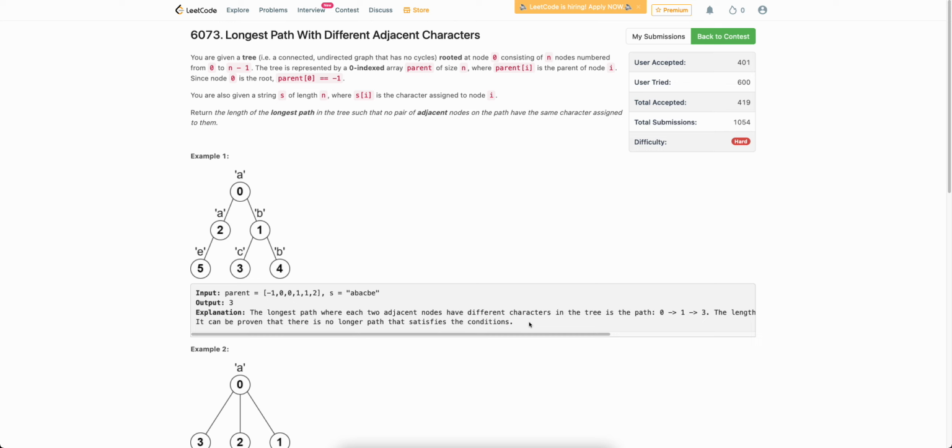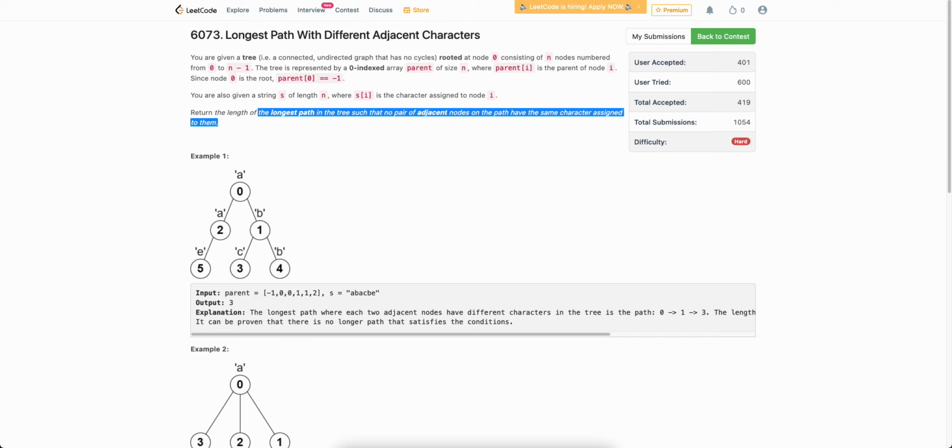So today we will be discussing the last problem of today's weekly contest, longest path with different adjacent characters. We are given a tree with n nodes and we have to find the longest path in the tree such that no pair of adjacent nodes have the same character assigned to them. Every node in the tree has a character assigned to it, and we have to find the longest path in the tree such that in that path, no two adjacent nodes have the same character assigned to them.